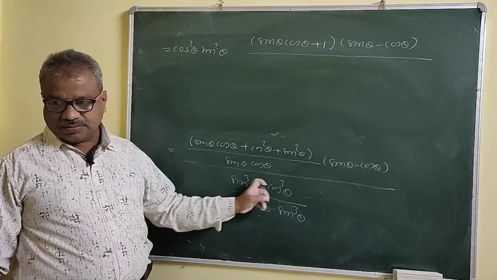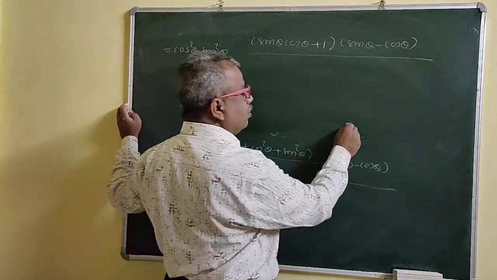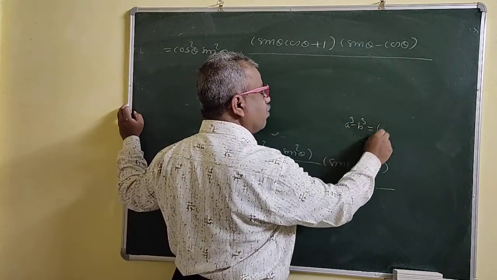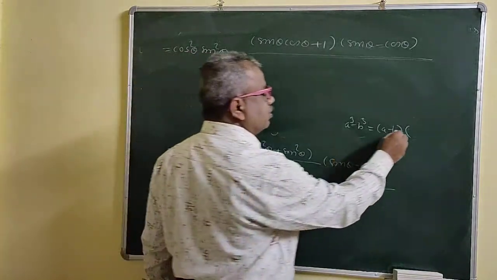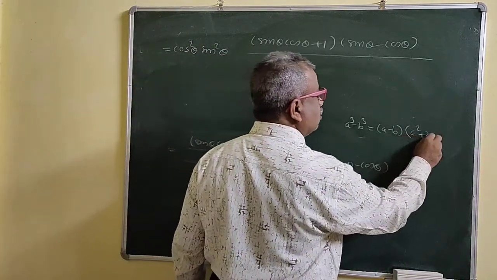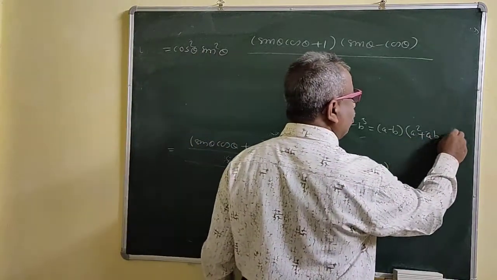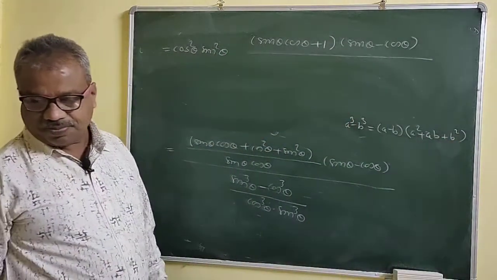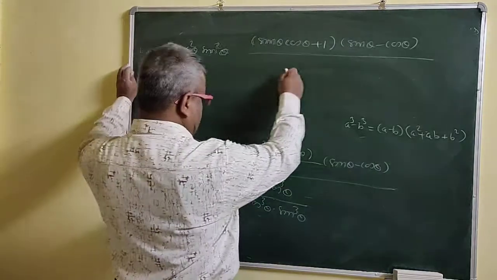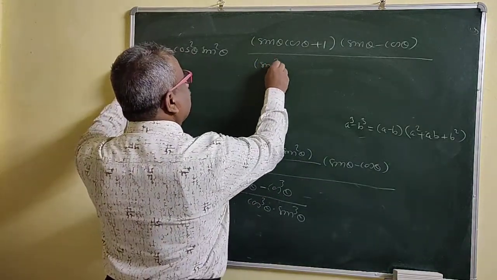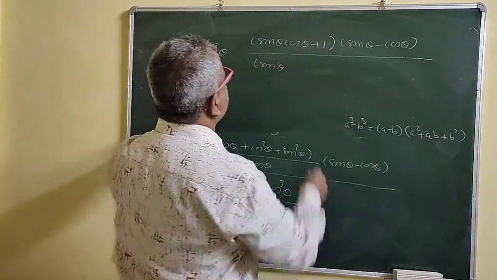So you can factorize this. Right? So what is the factorization of a cube minus b cube? A cube minus b cube is the same as a minus b times the square of the first one, plus just the product of the two, not twice that, and plus the square of the second one. These are the factors of a cube minus b cube. Now this is your a cube minus b cube, we'll factorize this. So this is sin theta minus cos theta.